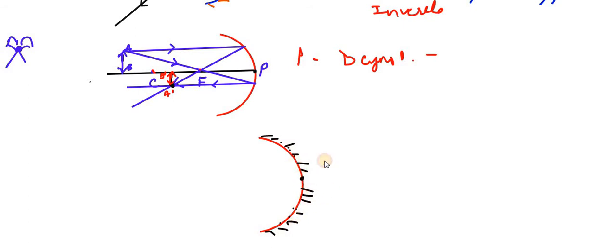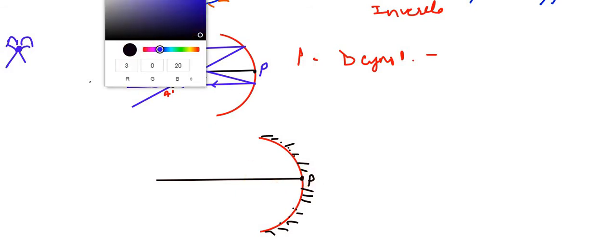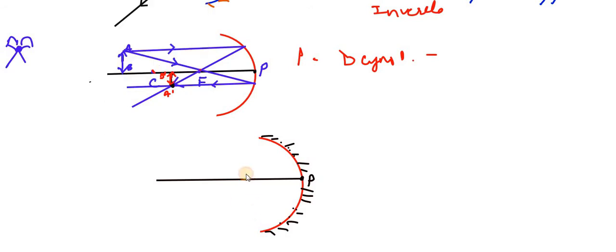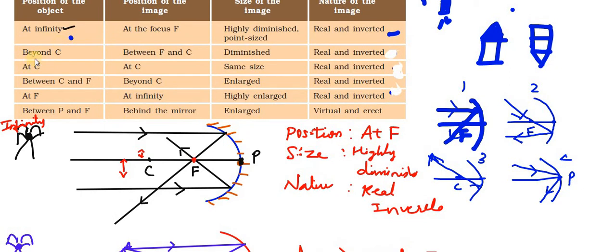Okay, so here it is P. So the shape is, this is P, then this is F, and this is C. Okay, so now what I am going to do, I'll place the object at C. Now we'll place the object.